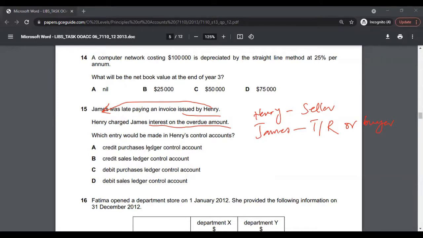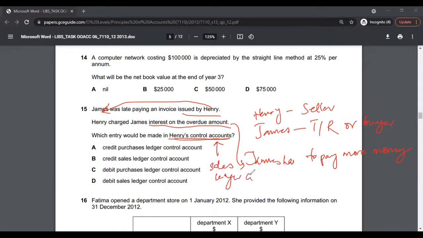In other words, now Henry has to receive more money from James, or James has to pay more money. Which entry would be made in Henry's control accounts? So the control account in Henry's would be sales ledger control account, right? Sales ledger control account. So you can immediately cross off these purchases ones. So it's either B or D.